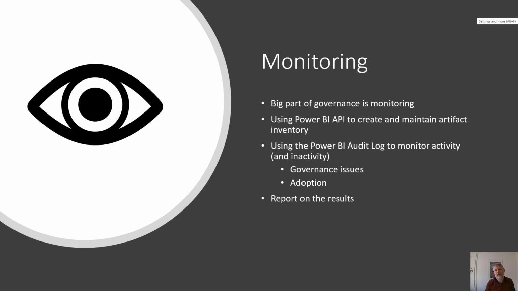Besides the audit log, you can also get information out about the artifact inventory. So everything that everyone has created in your tenant, all the reports and dashboards and workspaces and everything. If you combine those two, you will have a comprehensive overview of who is creating what, and when they are creating it. So you have this combination of who and when, and also what in more detail.